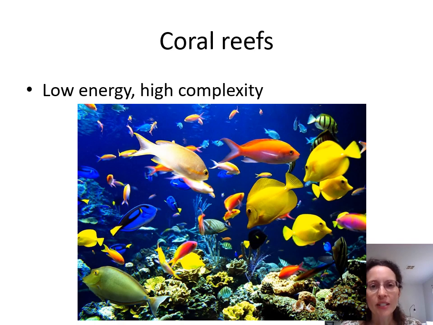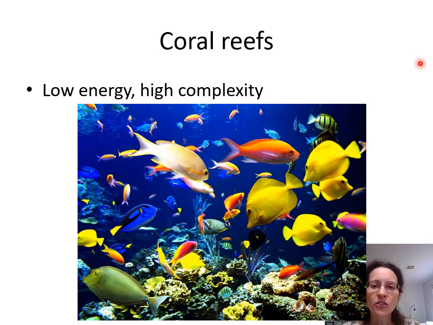The last type of nearshore neritic coastal marine habitat we want to talk about are the coral reefs. Coral reefs are just amazing. They have this low energy, they have this high complexity. They actually have really high productivity too. They're really good at cycling the nutrients around, so moving them up the food chain, but then back down to start at the beginning as well.